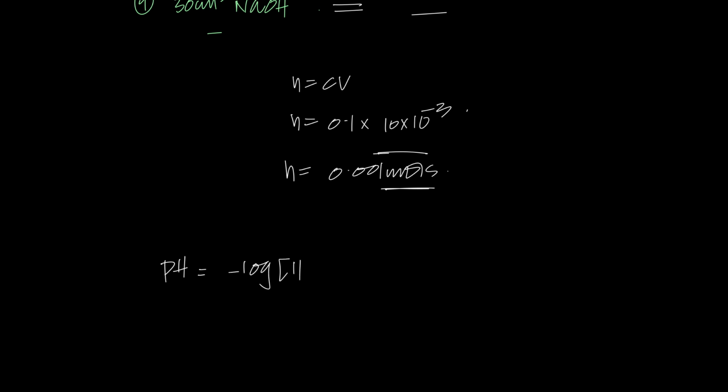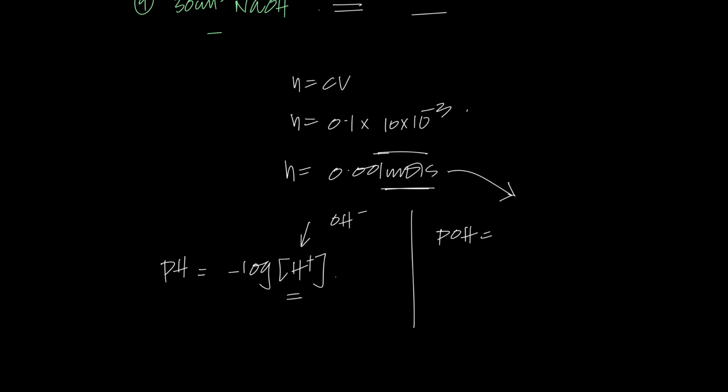Negative log of hydrogen ions, right? And so what you'll realize is that if I were to find out the pH, the negative log of hydrogen ions, I don't have hydrogen ions. I have the OH minus ions, right? And we basically find the pOH for it. I gave you guys a little idea of what pOH is.